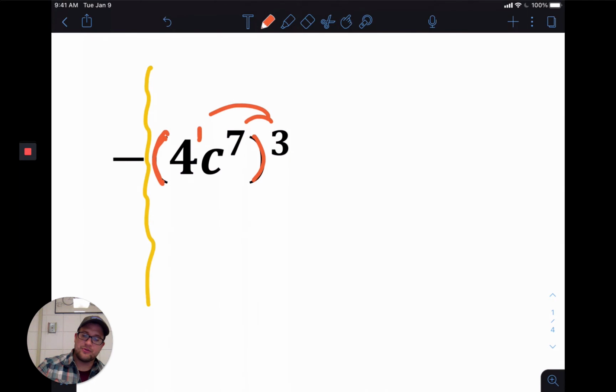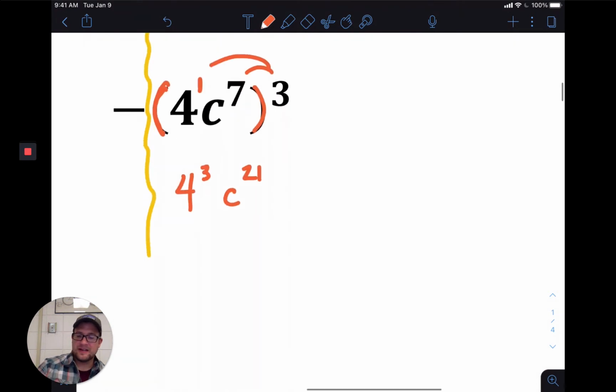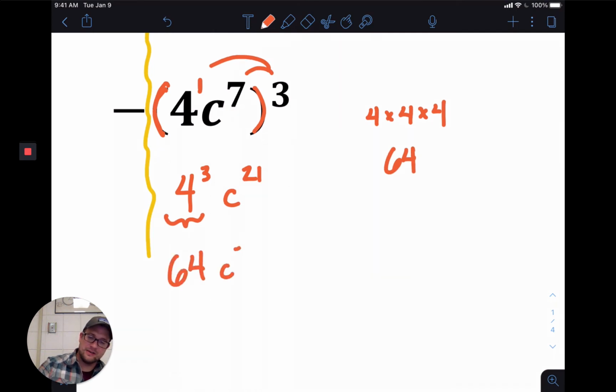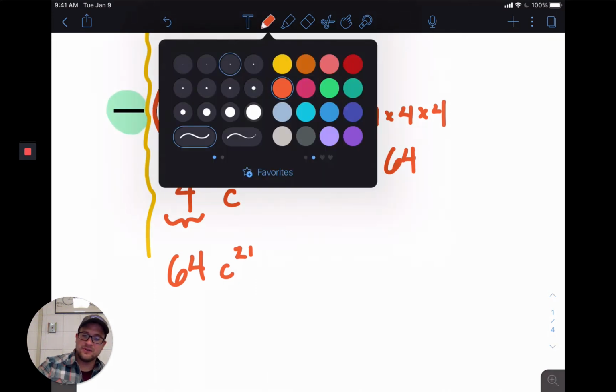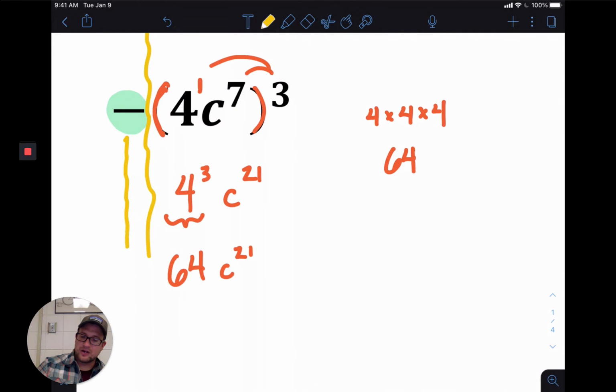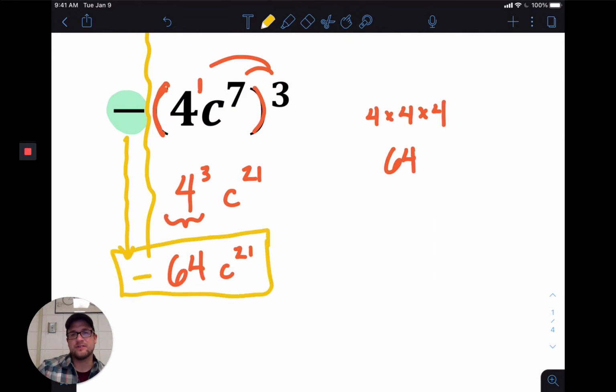When I distribute the 3 to those exponents, I will end up with 4 to the third and c to the 21st. Now, one thing I can do to make this simpler is evaluate 4 to the third. That, of course, means 4 times 4 times 4, which should be 64. So I'll get 64c to the 21st. Now, this negative, because it was on the outside, is now allowed to just drop right down in front, which would make this our final answer, negative 64c to the 21st.